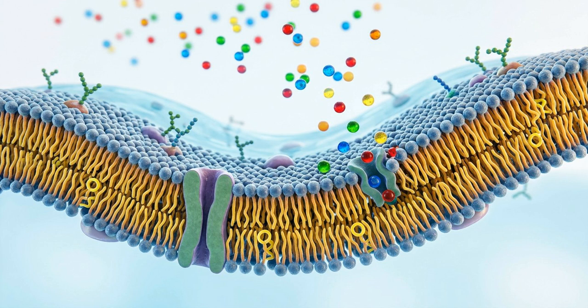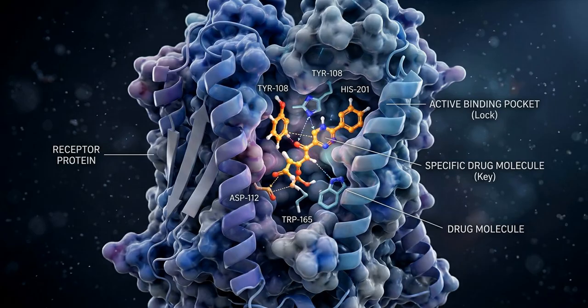But not all drugs interact with receptors in the same way. We define this interaction through two key terms: affinity and efficacy. Affinity is the ability of a drug to bind to the receptor. Efficacy, or intrinsic activity, is the ability of that drug, once bound, to actually activate the receptor and produce a response. This brings us to agonists and antagonists.